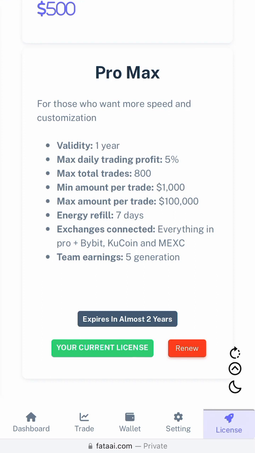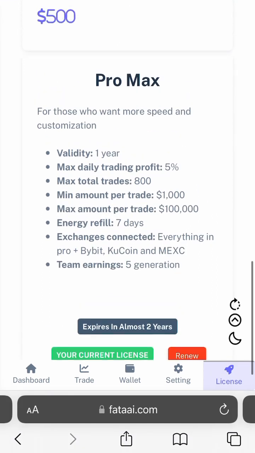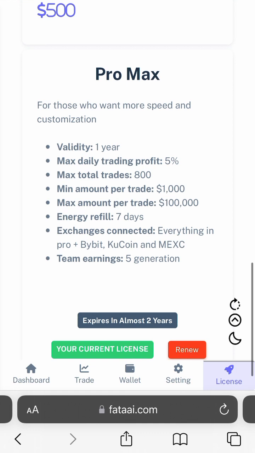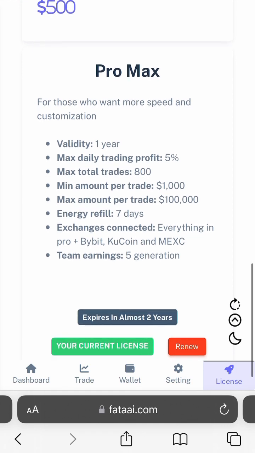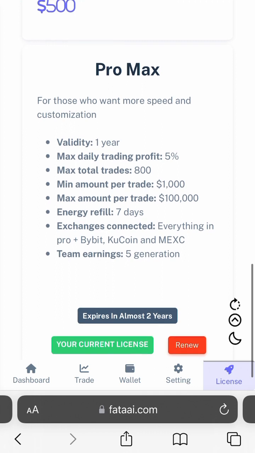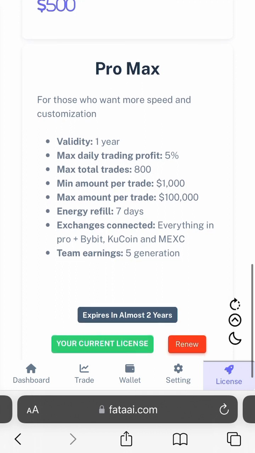Now, energy refill is 7 days. So after every 7 days, your energy gets filled up. You can withdraw your profits. But remember, I repeat, your sales commission can be withdrawn immediately. That's why I advise everybody to pay attention to recruiting people, even while you are trading, because you'll be making sales commission, and not just that, from whatever trade the person is making, you will be making profits from it, even without doing anything.